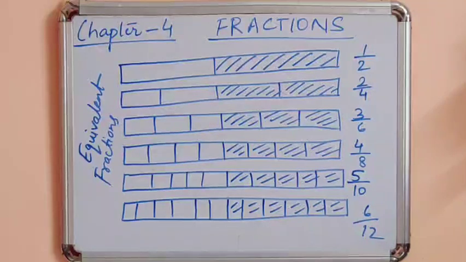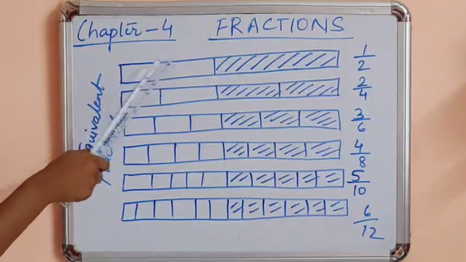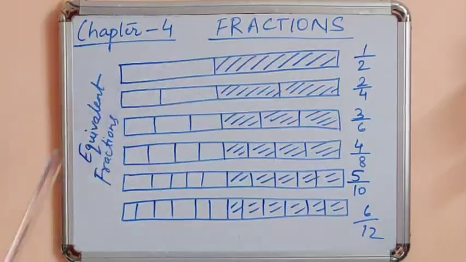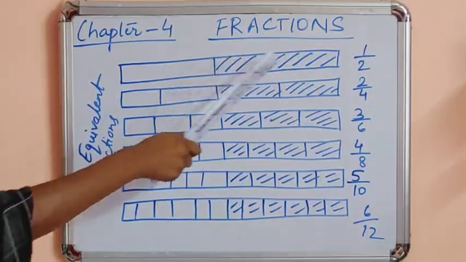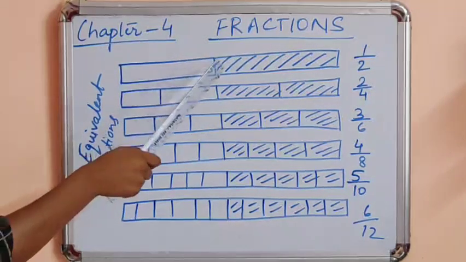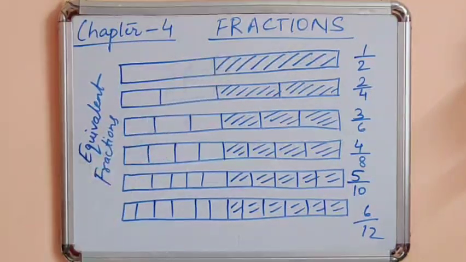Now look at this figure. Here in the first figure I have divided this into two equal halves and I am taking this shaded portion. Suppose I want to denote this shaded portion in the form of a fraction, then how do I denote it?